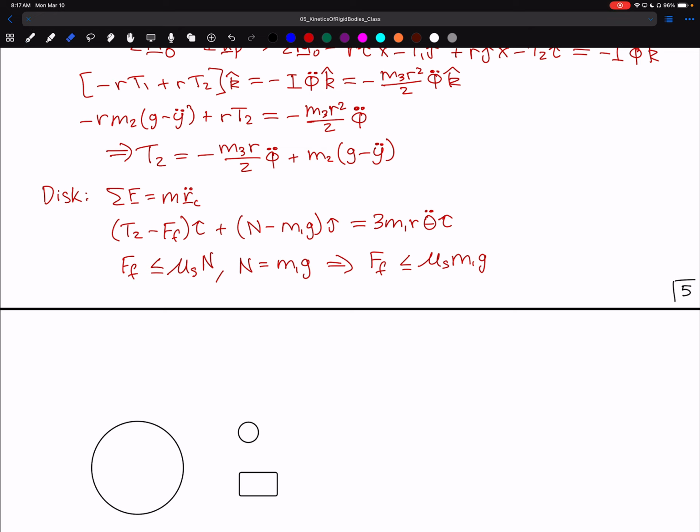So if slip is impending, then the friction force is exactly equal to the static friction shown here. If slip is not impending, which means the disc is just about to slip, we've reached the maximum capacity of rolling. If that's not true, then the friction force is whatever. We don't know what it is at this point. It's whatever is needed in order to constrain the motion such that we're rotating about the contact point.